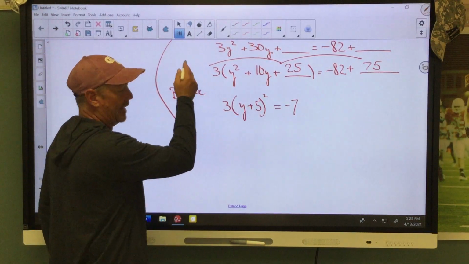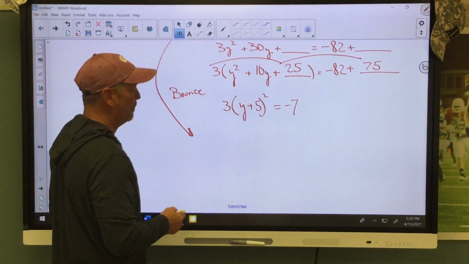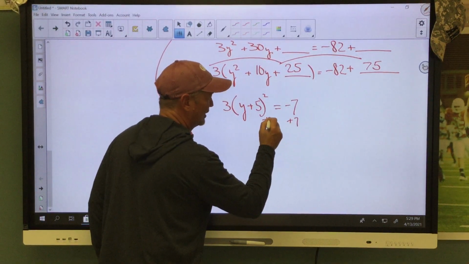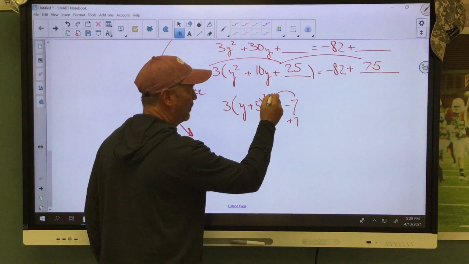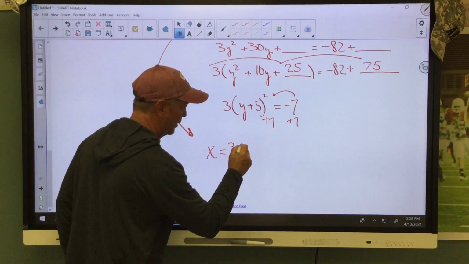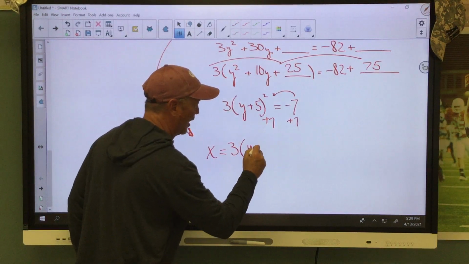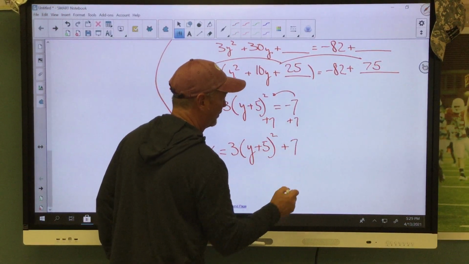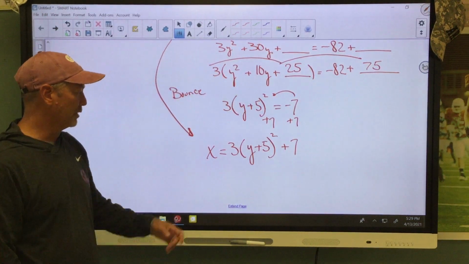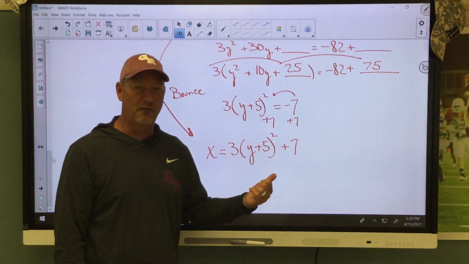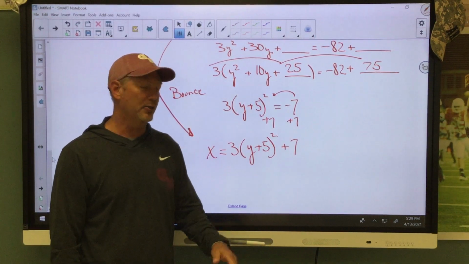Remember, I told you that x equals is about to come in, okay? So we're going to say plus 7, plus 7. We've got to bring this back over. And we're going to say that x equals 3, y plus 5 squared plus 7. There's my graph, or just my equation in vertex form. You know, we've done this in the fall, so you're okay. This should be just a little refresher.